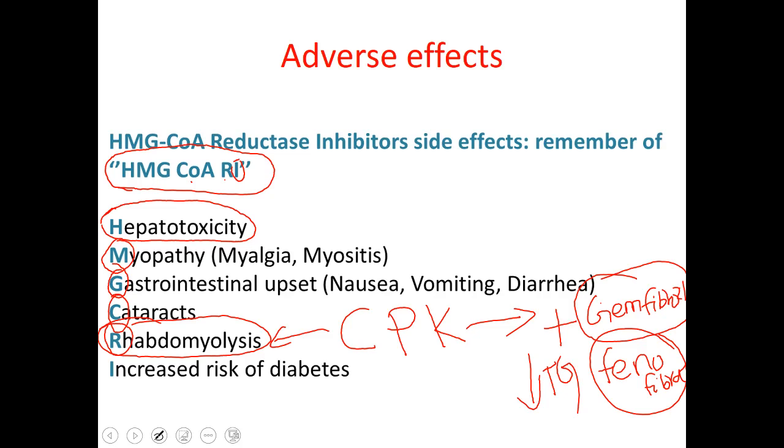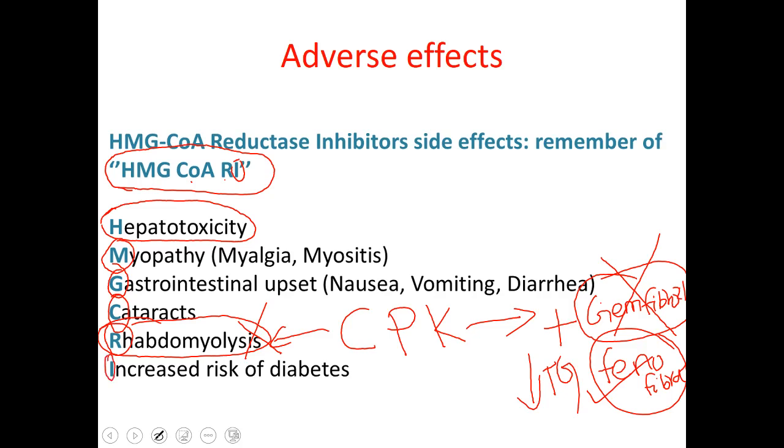We have another drug called fenofibrate in the same fibric acid class, which is much safer to combine with statins. So, if at all you have a situation where you need to combine a statin with a fibric acid derivative, go for fenofibrate and certainly not gemfibrozil. This is life threatening, so better to avoid it.